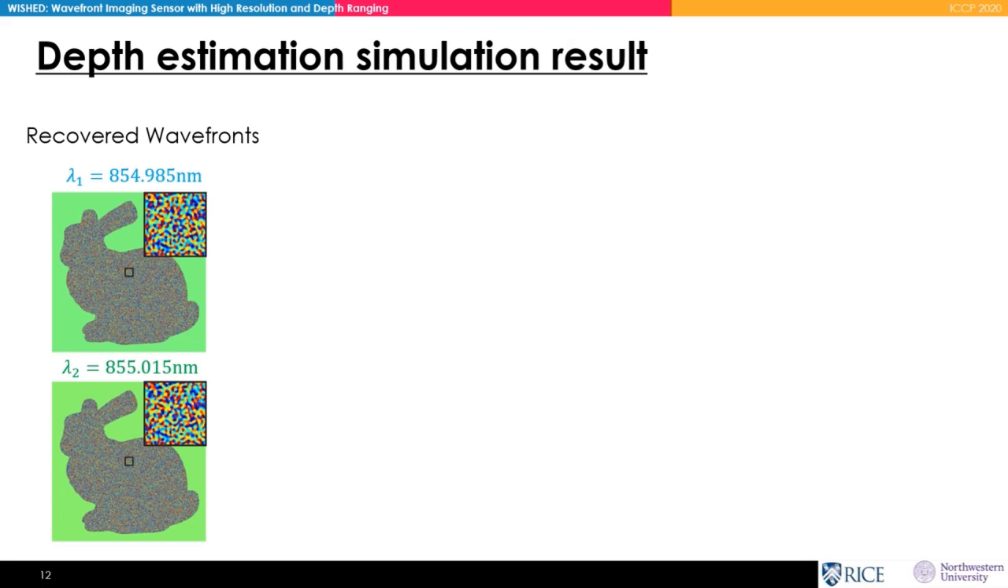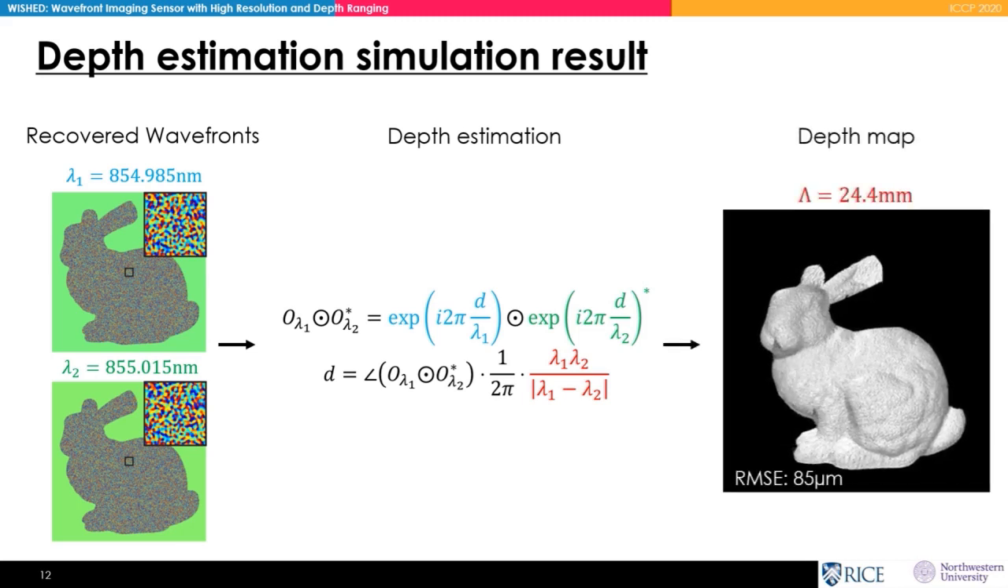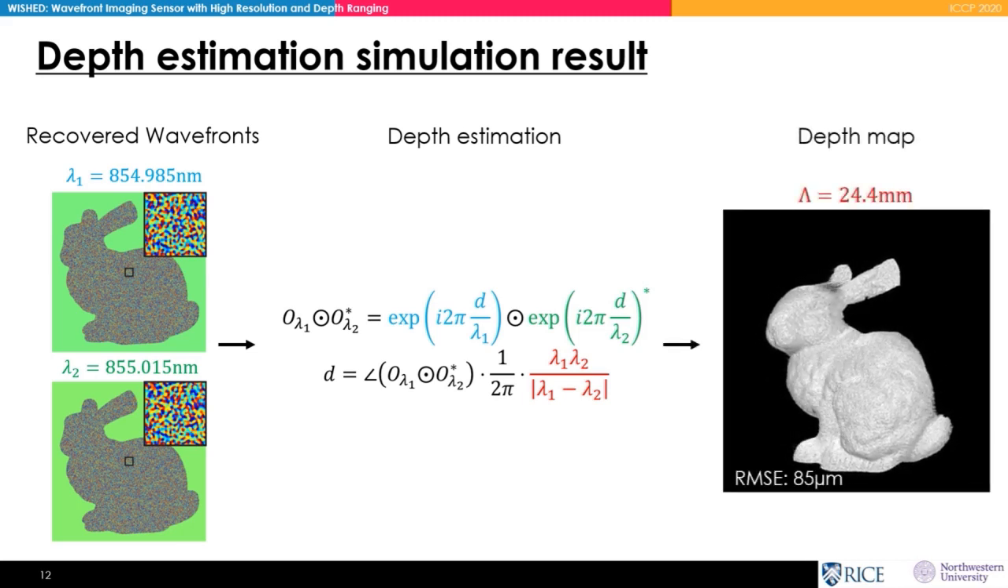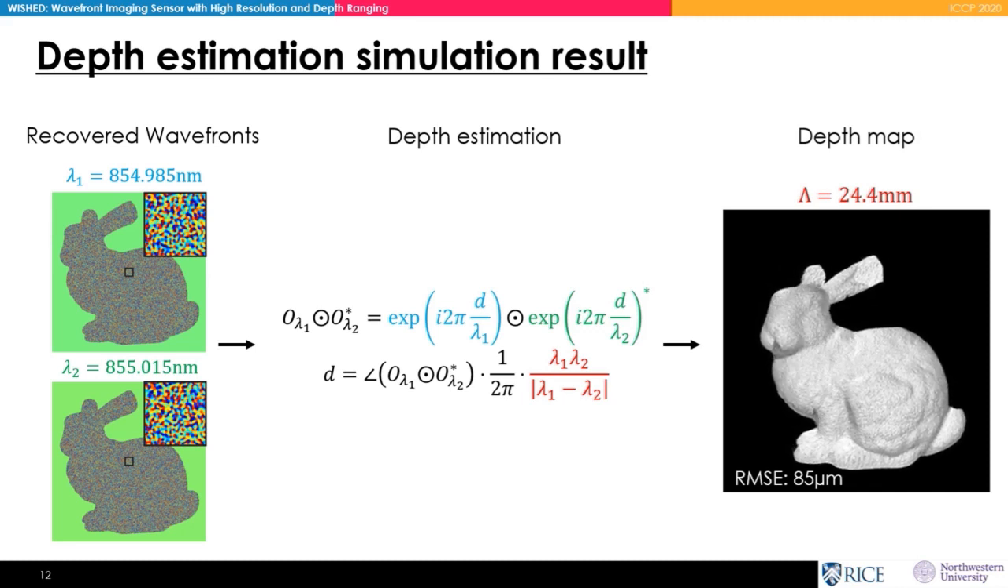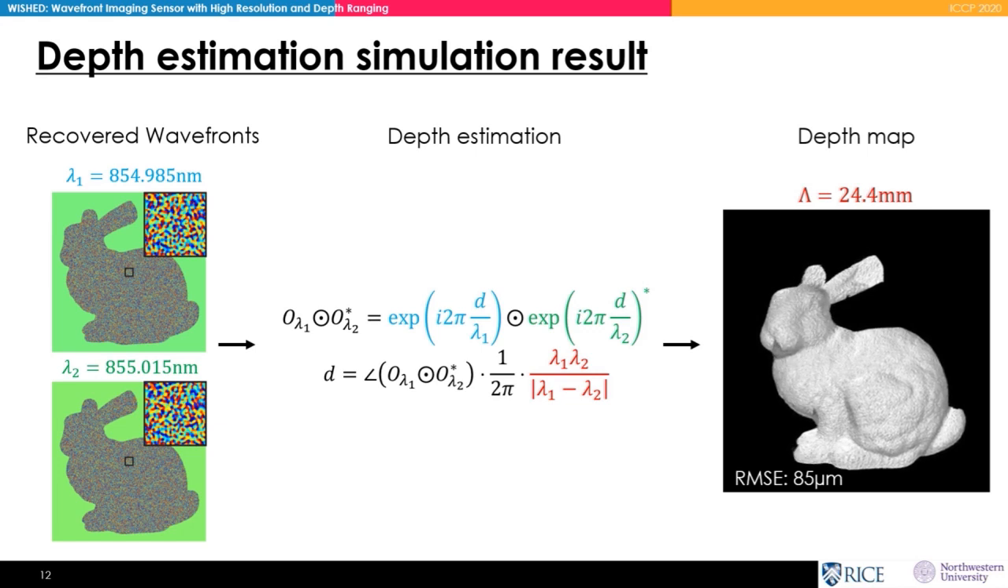The depth can be estimated by pointwise multiplication between the field of λ1 and the conjugate field of λ2. The estimated depth map is shown on the right. The RMSE is only 85 micron compared with the 24.4 mm synthetic wavelength.